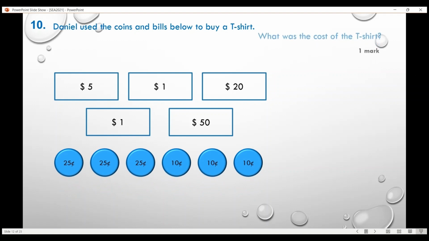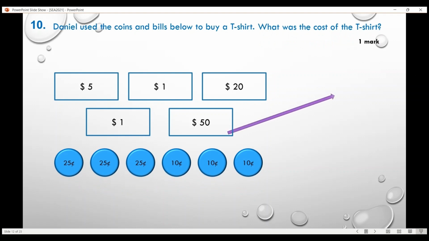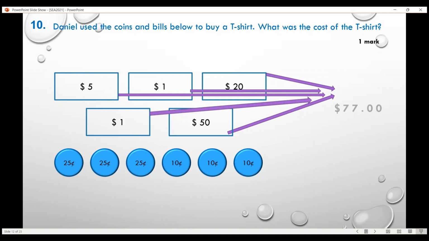So the question is asking, what was the cost of the t-shirt? Because he used all this money. So let's see if we can add it up. We had a $50 and we had a 20, 50 and 20 is 70. And we had a $5, 70 and 5 is 75. We had a $1, 75 and 1 is 76. And we had one more dollar. So that will give us $77. You can check it back for yourself.